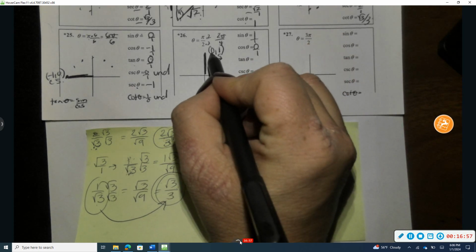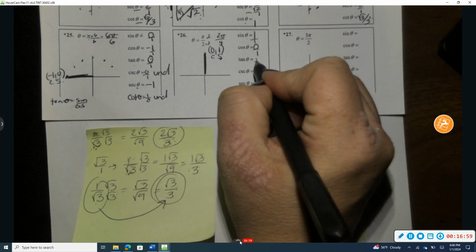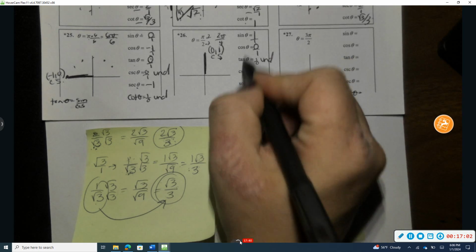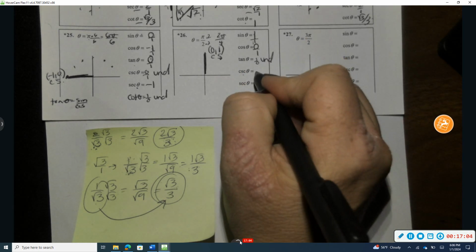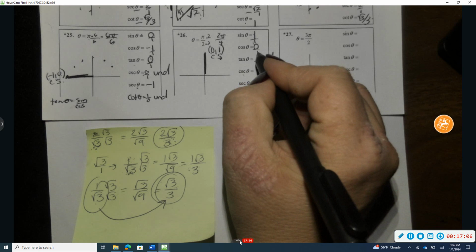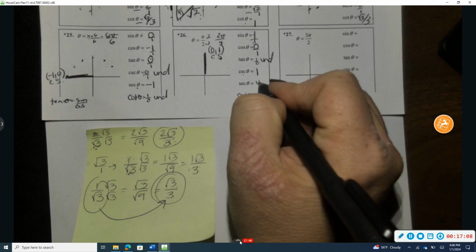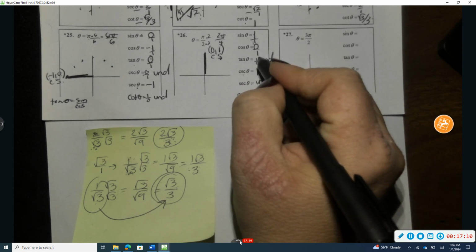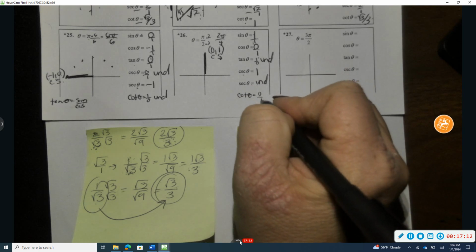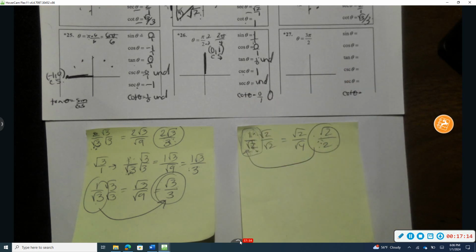Tangent is sine over cosine. Well, 1 over 0, we can't do that. It's undefined. Cosecant, if we flip around 1 over 1, we end up with 1. Or we flip around 1 over 0, it's undefined. And if we flip 0 over 1, 0 over 1 is simply 0. Let's go to our last one.